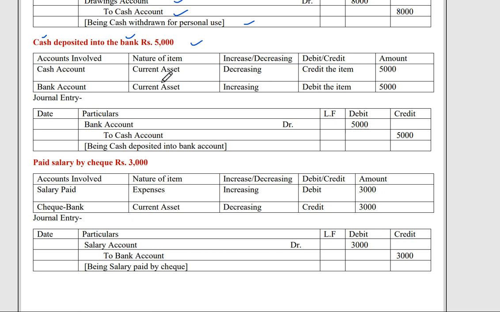Cash is a form of current asset. Yes, bank account is also a form of current asset. Both are asset items only. But here one item is increasing and another item is decreasing. It means that when you had some 5,000 rupees in your hand in the business, instead of keeping that in the form of cash, you deposited that in the bank account. So here the bank account amount is increasing, whereas the cash which you had in your hand in the business is decreasing. So when the asset decreases, we have to credit the item.